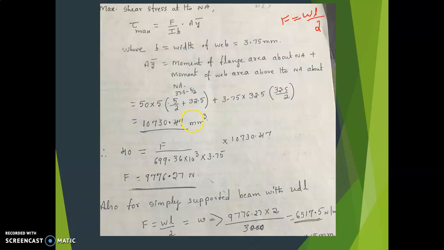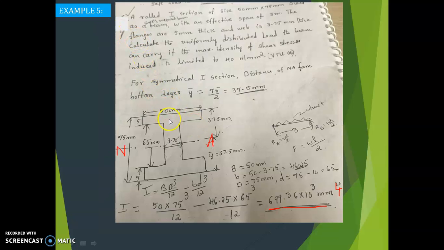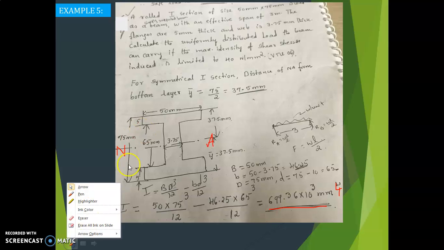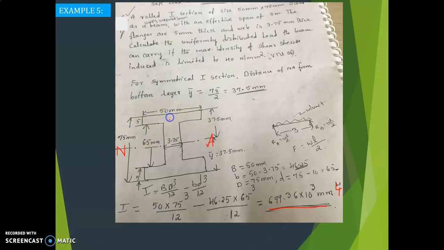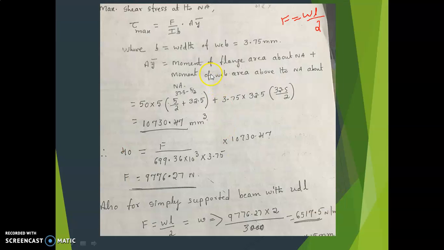So what is that? About the neutral axis. From this to here, this distance we have to calculate. Here to here, y bar is what you calculate. What is this portion? See, this is 37.5. We want this distance, that is 37.5 minus this 5. Total this is 5, so this is 2.5. So 37.5 minus 5 divided by 2.